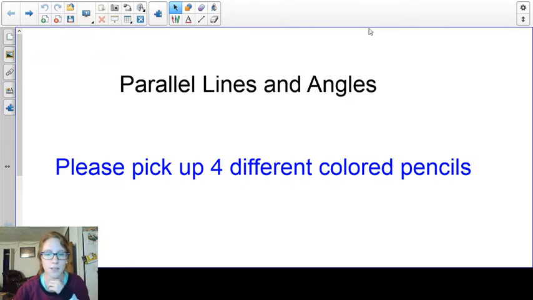Alright guys, so today you're going to need 4 different colored pencils. You can grab mine from the back, or if you have 4 of your favorite colors in pens, or colored pencils of your own, or highlighters, or however you want to do it, you need 4 different colors.